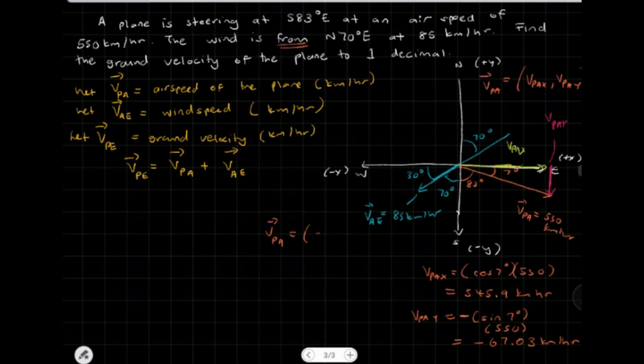Okay, so our velocity of the plane relative to the air, or the airspeed of the plane here, is 545.9 kilometers an hour and negative 67.03. Okay, so we figured out the plane. I'm going to do the same thing for the wind, right?